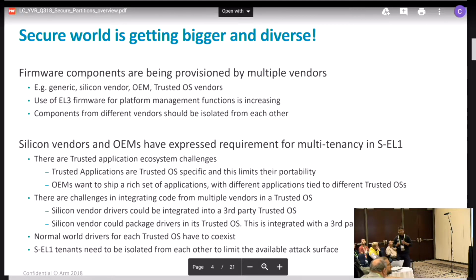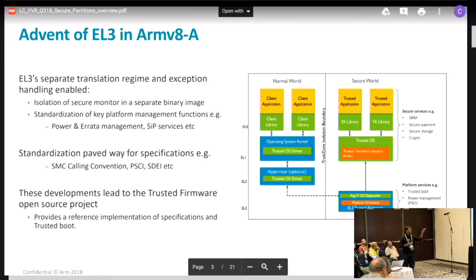And then in the normal world, like in this diagram, there's a trusted OS driver with its own interface to talk to the next exception level. With multiple trusted OSs, you would need multiple such drivers, each talking their own language.